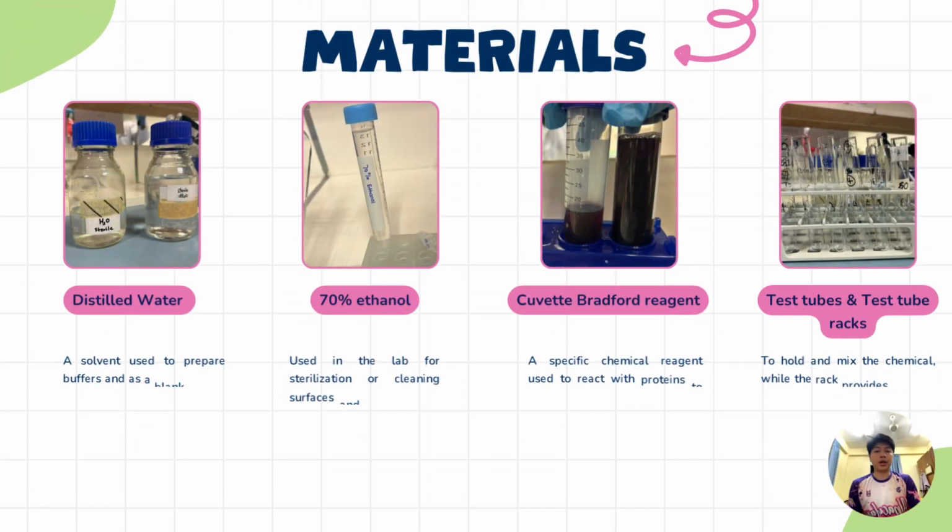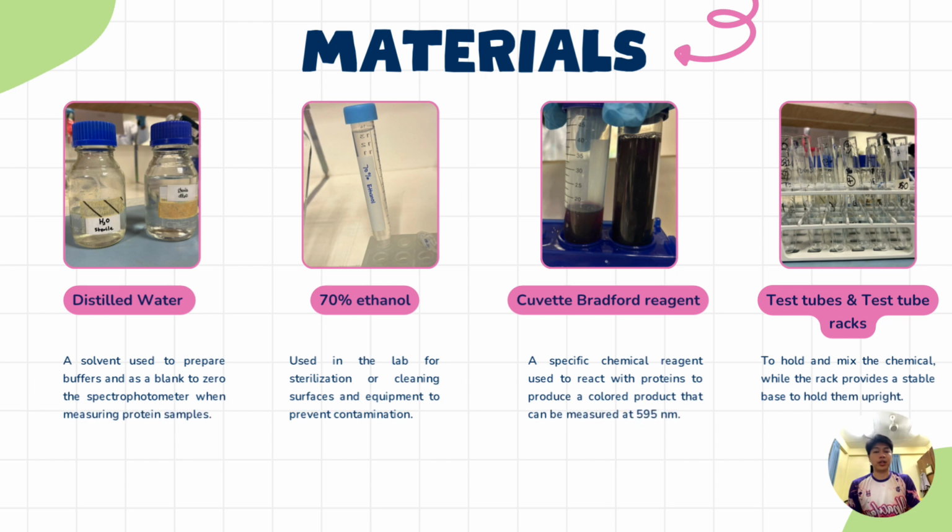For the materials, firstly we have distilled water. It is a solvent used to prepare buffers and act as a blank to zero the spectrophotometer when using protein samples. Next, we have 70% ethanol. It is used in the lab to sterilize and clean surfaces and equipment to prevent cross-contamination. Next, we have Bradford reagent. It is a specific chemical reagent that reacts with proteins and produces a colored product. They can be measured at 595 nanometers.